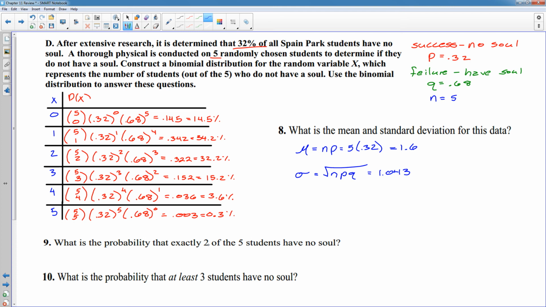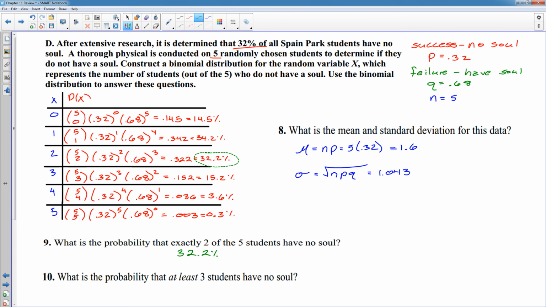All right, number 9, the probability that exactly 2 of the 5 do not have a soul, or have no soul. So probability that 2 of the 5 have no soul, that's going to be this one, 0.32 or 32.2%. So that's the probability that exactly 2 of the 5 have no soul.